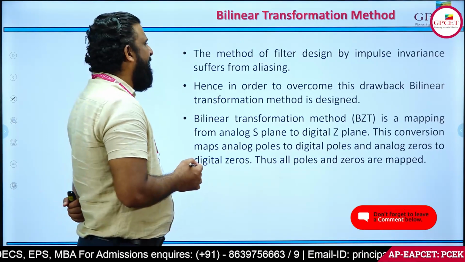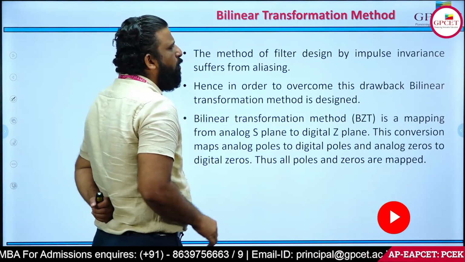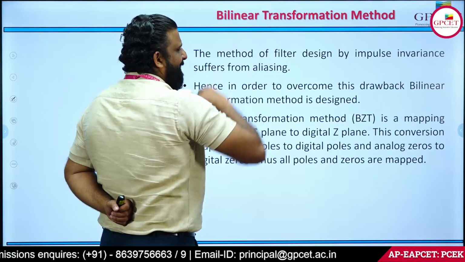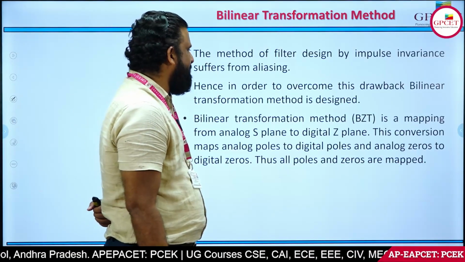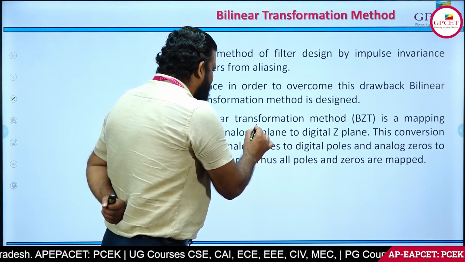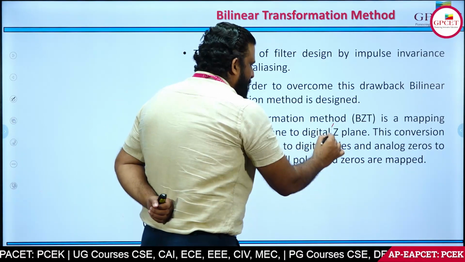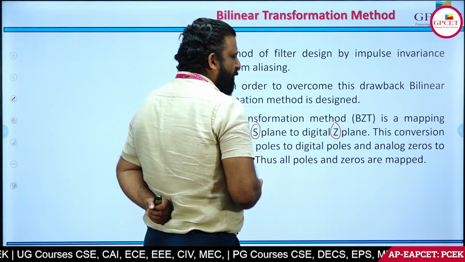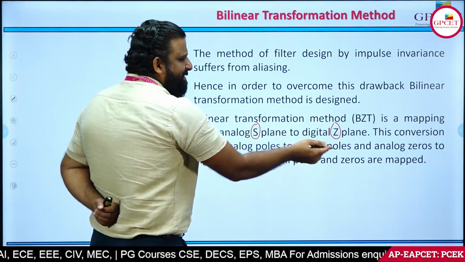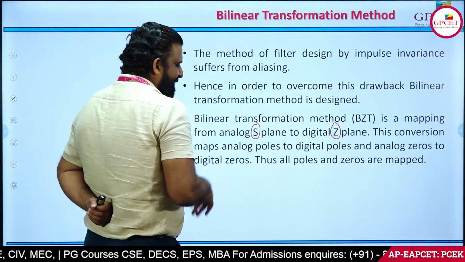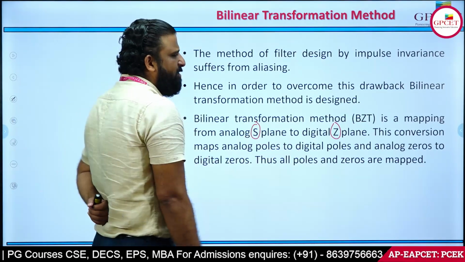It suffers from aliasing effect. Hence, in order to overcome this drawback, we are going with the bilinear transformation method. The bilinear transformation method is a mapping from the analog S plane to the digital Z plane. This conversion maps analog poles to digital poles and analog zeros to digital zeros. Thus all poles and zeros are mapped.